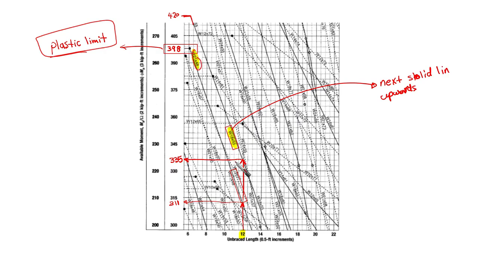So this means we need to go to the next solid line. This was the previous solid line. Going up, we found a dashed line, which means there is a lighter shape above. We go above and find this shape, which is W18 by 55, the next solid line upwards. When we hit this solid line, it gives us a horizontal value of 335.